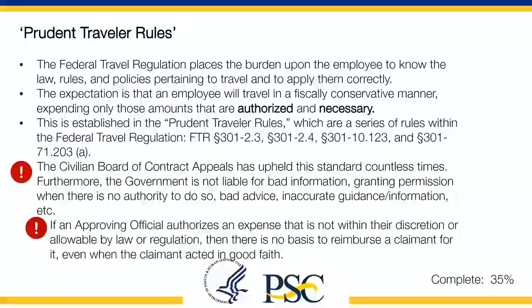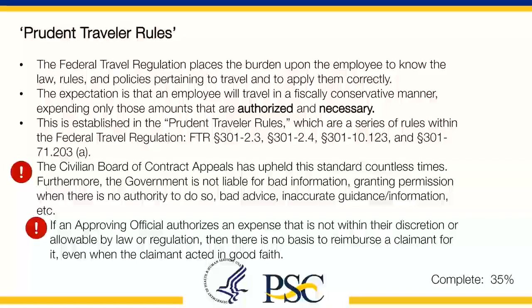The Federal Travel Regulation places the burden upon the employee to know the law, rules, and policies pertaining to travel and to apply them correctly. The expectation is that an employee will travel in a fiscally conservative manner, expending only those amounts that are authorized and necessary. This is established in the Prudent Traveler Rules, which are a series of rules within the Federal Travel Regulation: FTR Section 301-2.3, Section 301-2.4, Section 301-10.123, and Section 301-71.203. The Civilian Board of Contract Appeals has upheld this standard countless times.